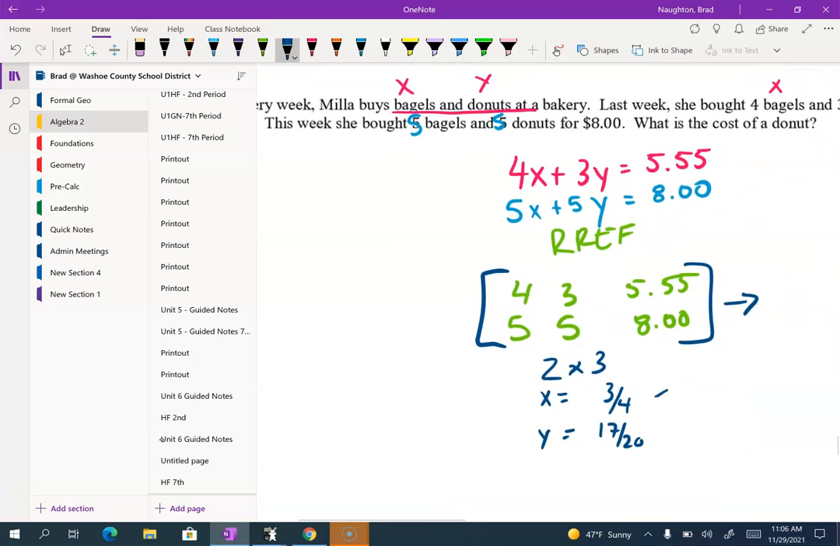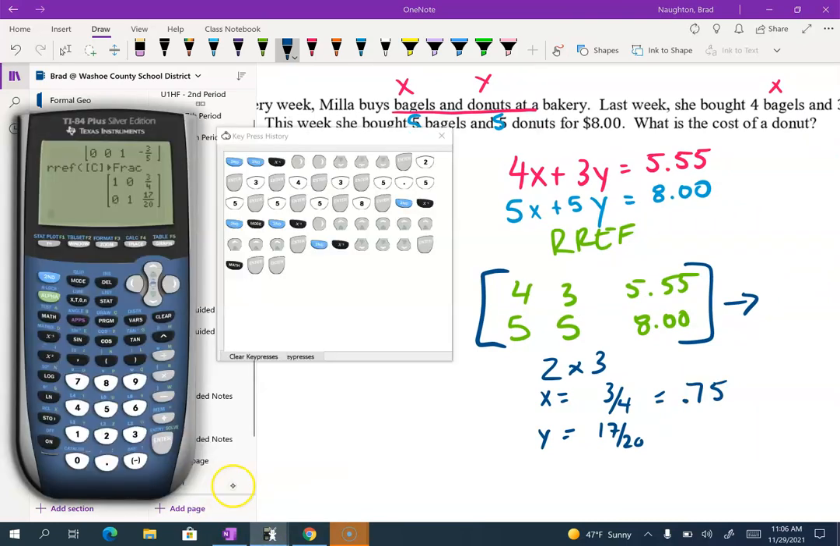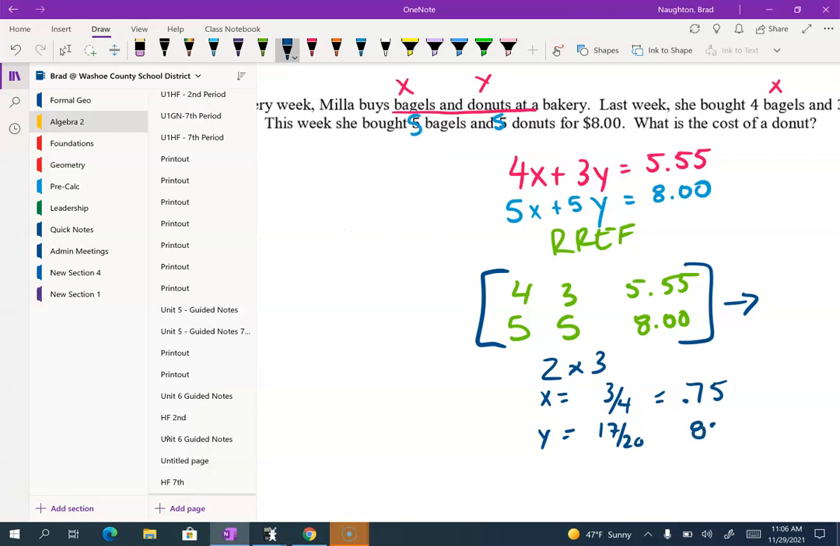Now, let's be honest, we don't really operate in fractions. So that's 75 cents. And then if we did 17 divided by 20, 85 cents. I need to go there, because the last time I went and got bagels and donuts, it was not 75 cents.